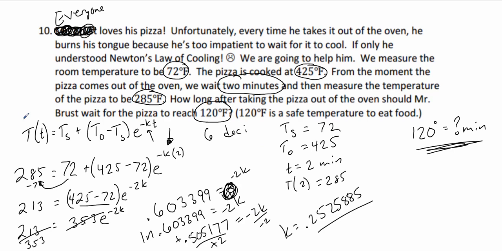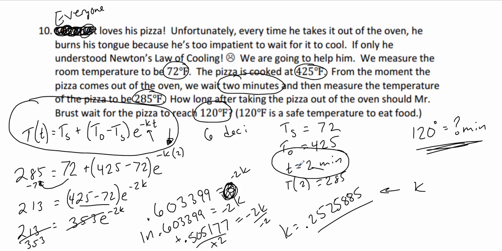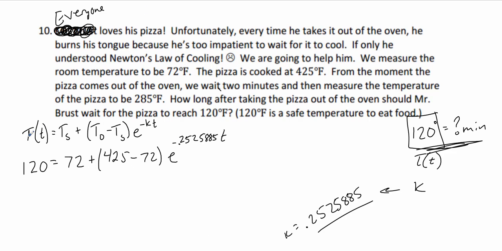So what I'm going to do is rewrite this equation right here with this new k, and all of these numbers except this one and this one, because now I'm going to use the 120 as the T of t. That's going to be the left-hand side. So I'm going to rewrite it here. Okay, I rewrote it. This now has 120, which is what I want, and I do not know the time. That's my goal. I want to find that time.